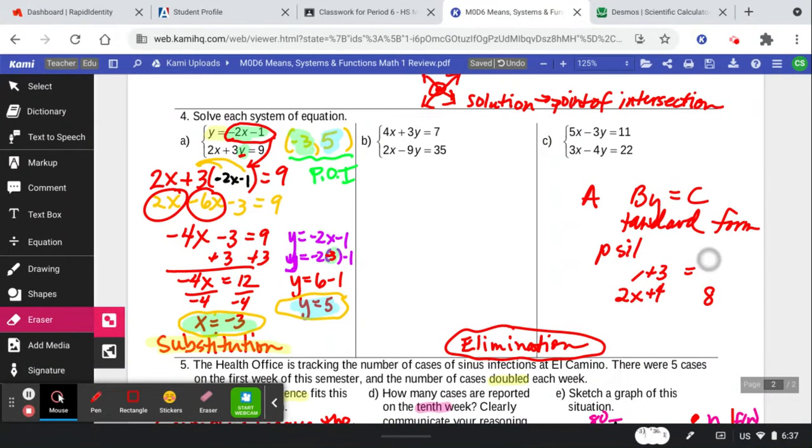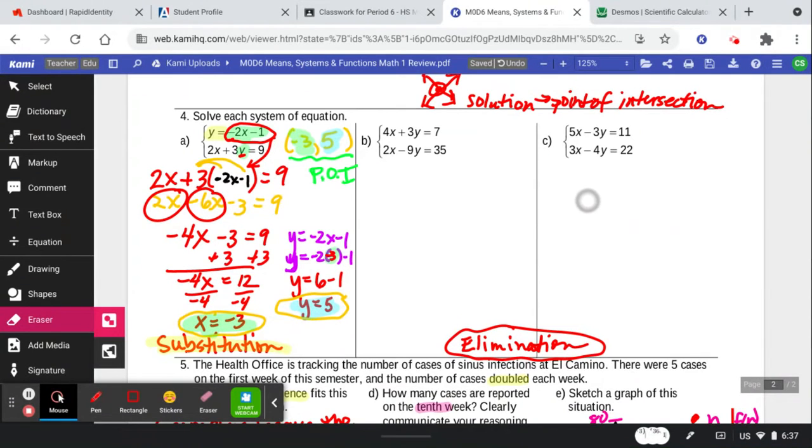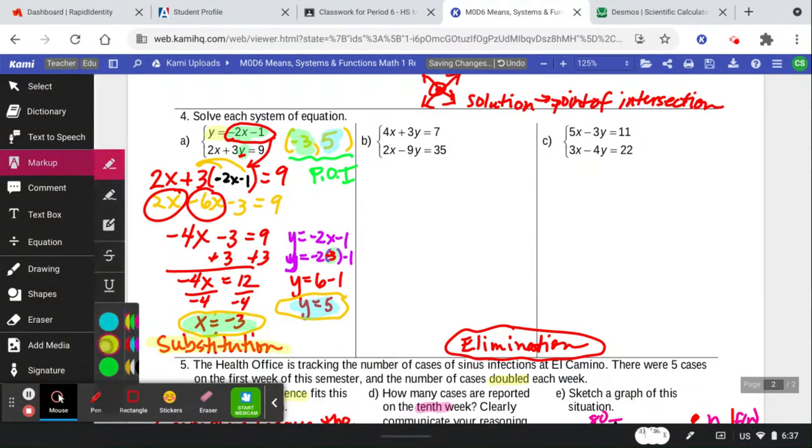Let's go take a peek at our part B now and see if we have those opposites or how we can get those opposites. So first, looking at the x's, do you see how here I have a 4x and here I have a 2x? Shoot, there's no opposites there. Let's look at the y's. Here I have 3y, here I have negative 9y. Shoot, there's no opposites. Could I multiply one row easily in order to make opposites? Take a minute to look at it.